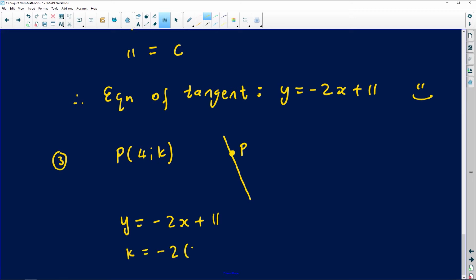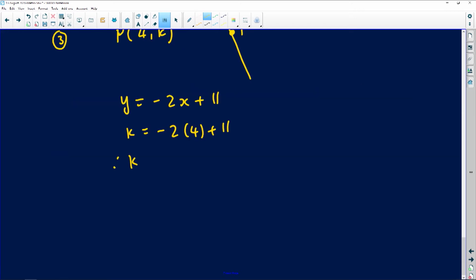The x value is 4. And this must be added to 11. We then end up with a k value of exactly 11 minus 8. The answer becomes exactly 3.